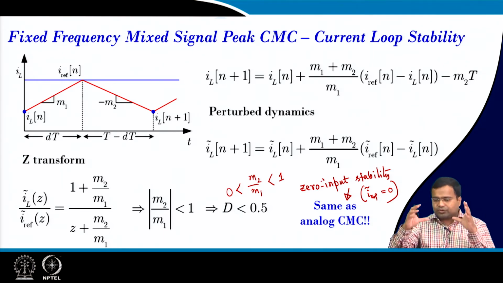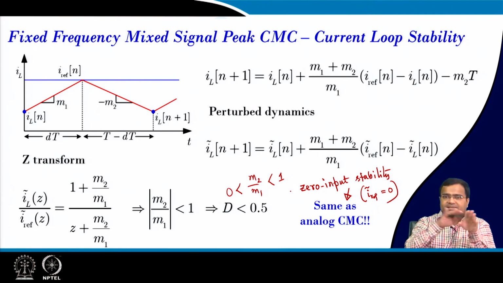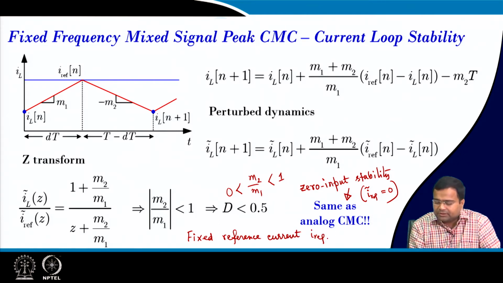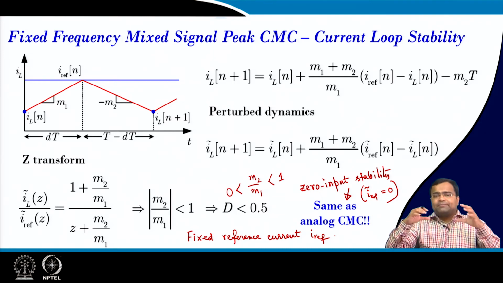Here in this case we are showing that the current loop only, if we keep the fixed reference current IREF, the inner loop stability for both mixed signal and analog current mode control are same.